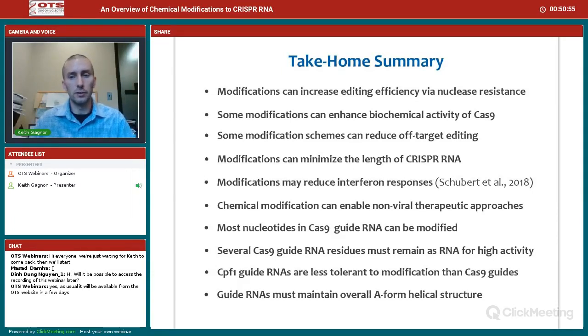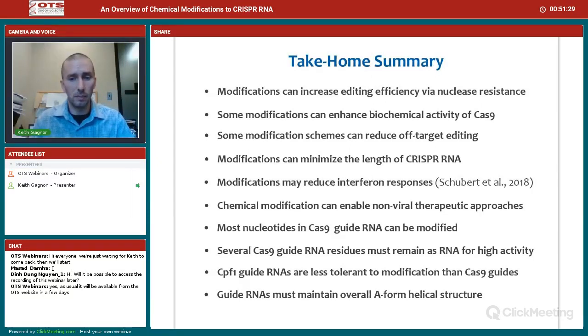You can increase your editing efficiency and your nuclease resistance with modifications. Some of them can even enhance biochemical activity, especially DNA, surprisingly in certain positions. Some of these modification schemes, depending on where you put the modifications or what modifications they are, can enhance specificity and reduce off-target effects. We also know that because chemical modifications can increase the binding affinity between a CRISPR RNA and tracer or certain stem structures of the guide RNA, you can actually truncate or shorten the CRISPR RNA.